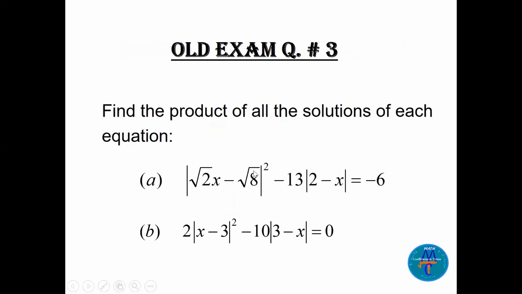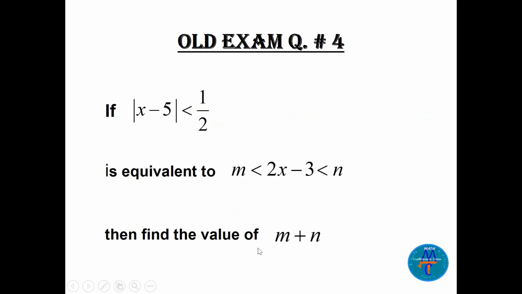We have to find here the product of all the solutions of this equation, which is not easy, and this is a medium question here, B. Find the product of each one. Old exam question number 4. If the absolute value of x minus 5 is less than half, this is equivalent to 2x minus 3 between m and n. Find the value of m plus n. So simply you have to solve this until you reach that one. Then you find m and n.